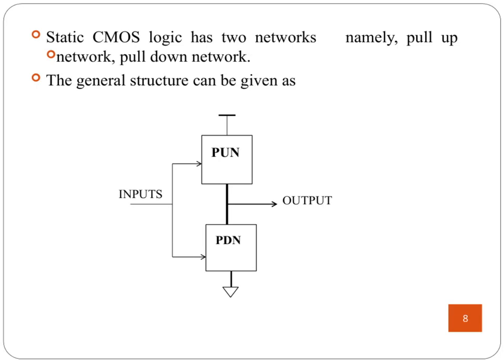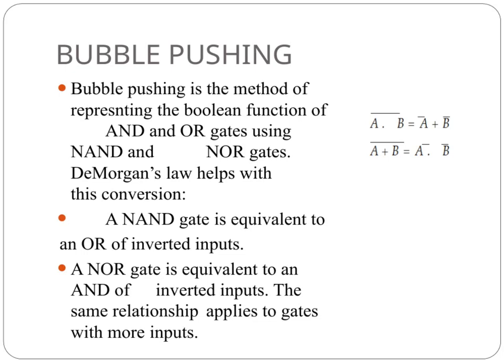Here, we're focusing on the fundamental structure of static CMOS logic. It consists of two main networks, the pull-up network, or PUN, and the pull-down network, or PDN. These work together to implement the desired logic function. The pull-up network is responsible for connecting the output to the positive supply voltage when the output should be high. Conversely, the pull-down network connects the output to ground when the output should be low. Understanding these two complementary networks is essential because they form the basis of the reliable and efficient operation of static CMOS circuits.